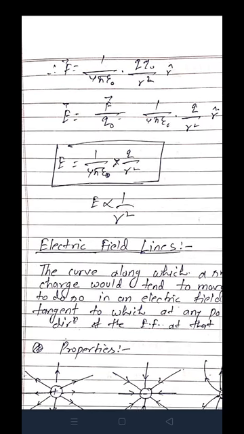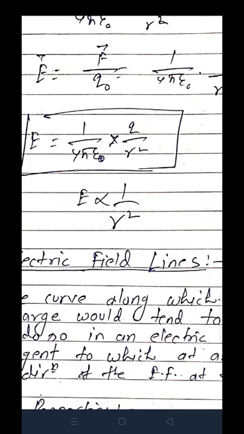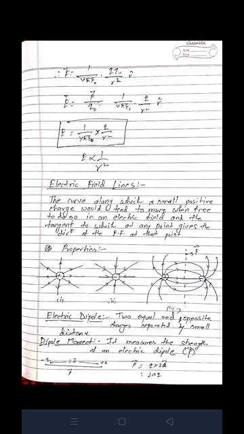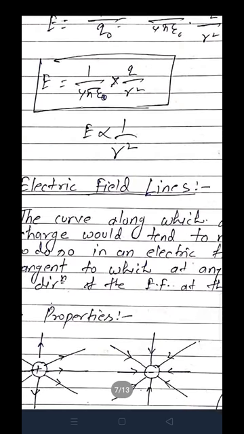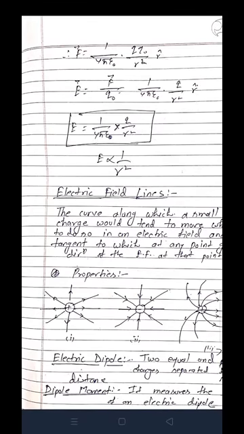Okay, what was the force? 1 by 4 pi epsilon naught Q1 Q2 by R square, but in the electric field only one charge will be there, and that charge will be the source charge, because when we divided the force by the charge, the test charge was cancelled, and what we have left in the final formula is the source charge, not the test charge. So from this you can see that the electric field is inversely proportional to the square of the distance from the source charge.